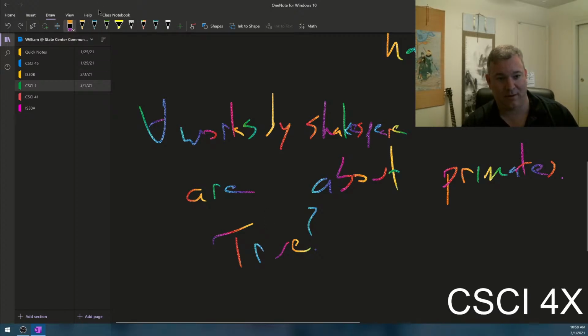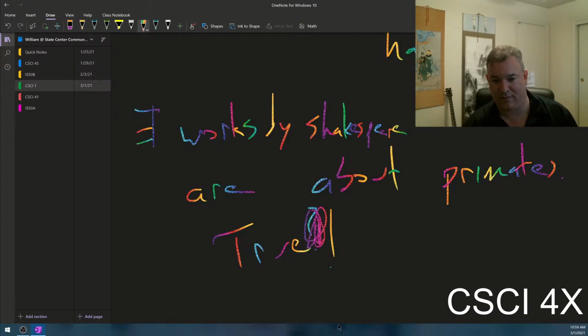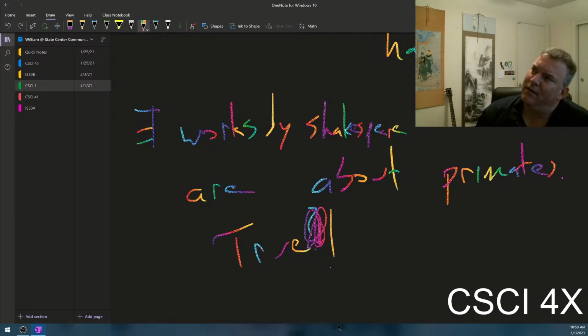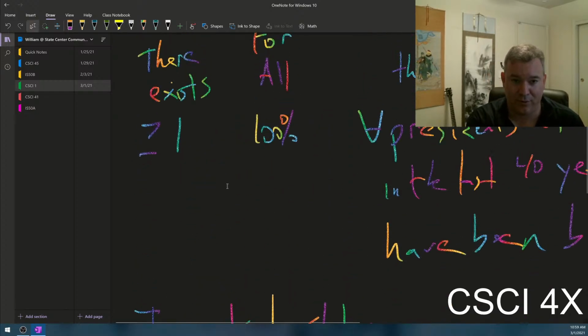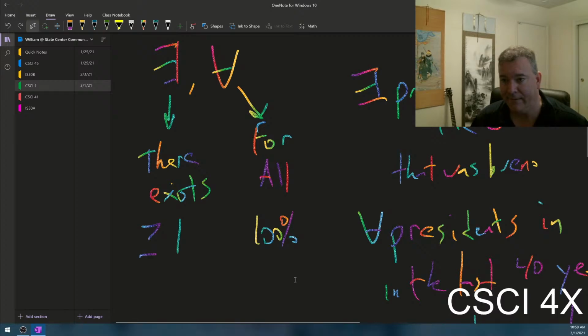yeah, it's clearly true, right? Yes, it's true, because there's at least one play, The Tempest. It's about a primate. Is Ariel? Yeah, it had primates in it, right? So it's very easy to prove there exists to be true. But to prove 100% are true, you got to do some work. You got to do some legwork.